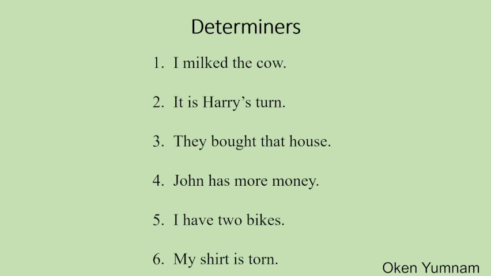Number one, I milk the cow. Here, the comes before the noun cow. So we see this the is a determiner. From here we see that the articles a and the can be determiners. Number two, it is Harry's turn. So Harry's is a possessive. All possessives can act as determiners. Number three, they bought that house. That is a determiner. Here, that is a demonstrative pronoun acting as a determiner. So all demonstrative pronouns can act as determiners.